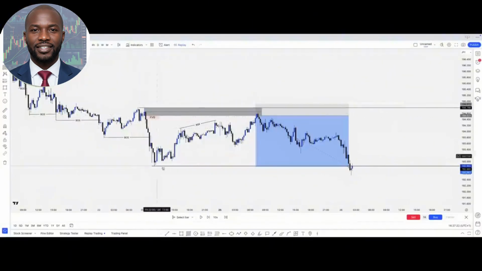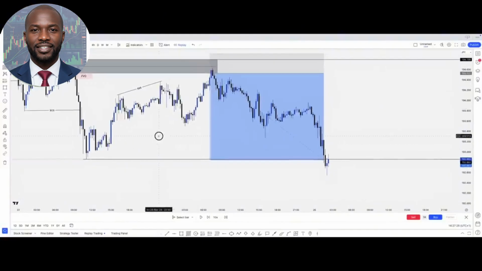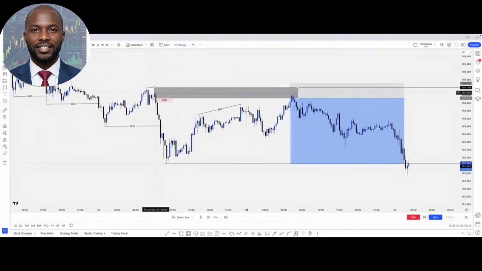Now, checking for other rules, is my imbalance present? Of course, this is it, FVG. Where is the liquidity price cleared, before tapping into my origin? This is the liquidity present. And you can see immediately price cleared my liquidity, tapped in, and it pushed to the downside.